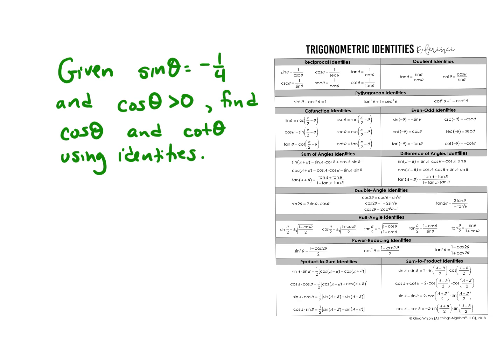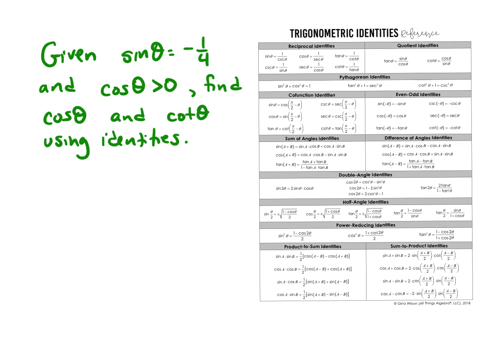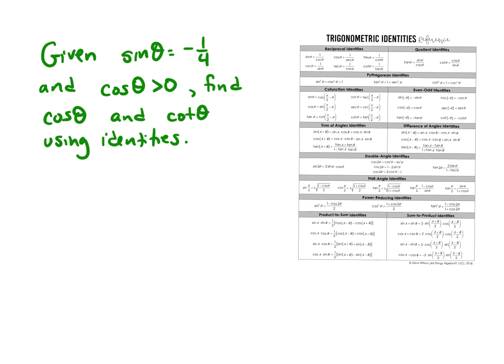The last set of identities we have here are the Pythagorean identities, and these are really, really helpful. Sine squared theta plus cosine squared theta equals 1. Tangent squared plus 1 equals secant squared, and cotangent squared plus 1 equals cosecant squared. We use these a lot. In the initial notes video, you saw a proof of how these come about, but I'm just going to show you how to use them.